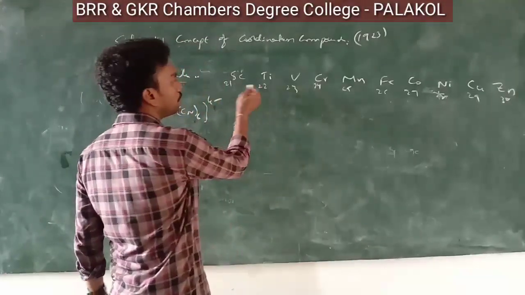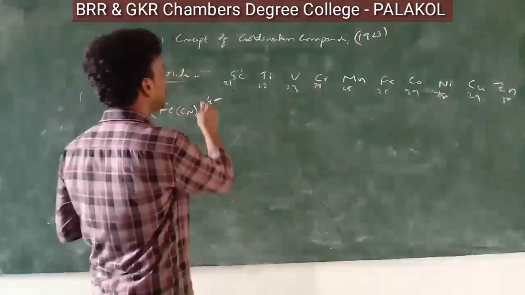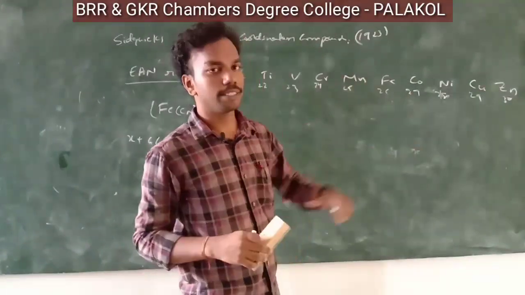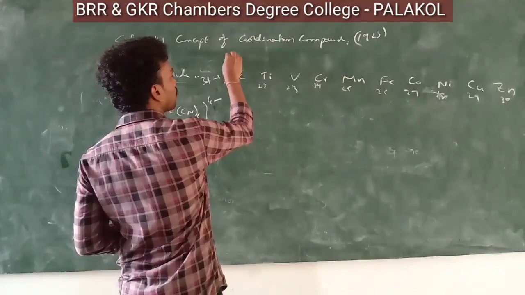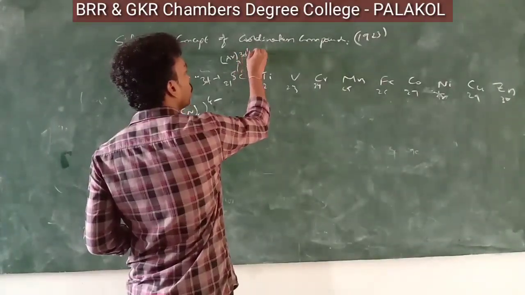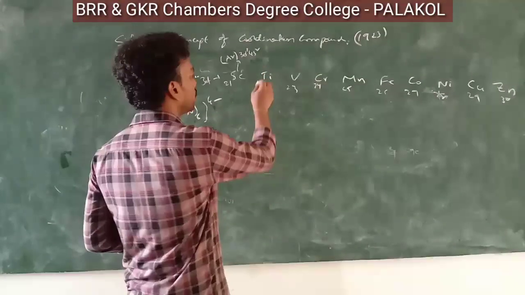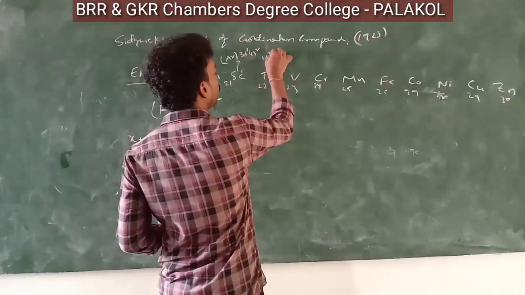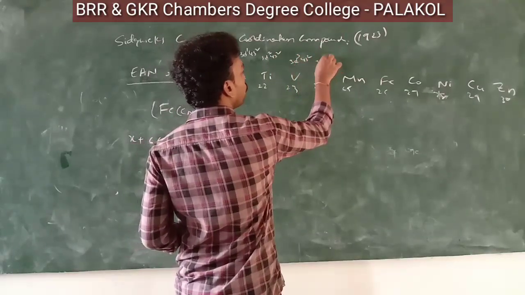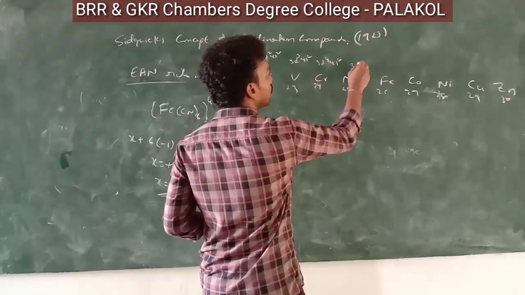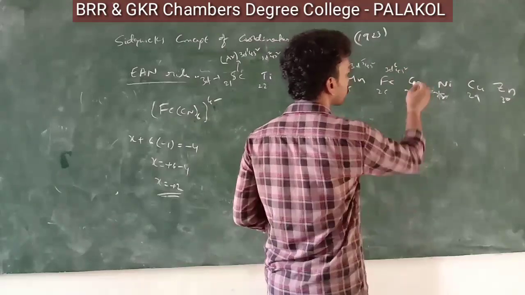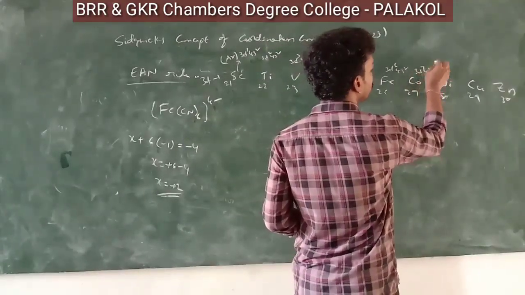Okay, scandium 21. So the total number of elements in scandium 21 to 30: all these are 3d series elements. Then the electron configurations: argon 3d1 4s2. Here titanium, argon 3d2 4s2, 3d3 4s2, 3d4 4s2, 3d5 4s2, 3d6 4s2, 3d7 4s2. These are the valence electrons.